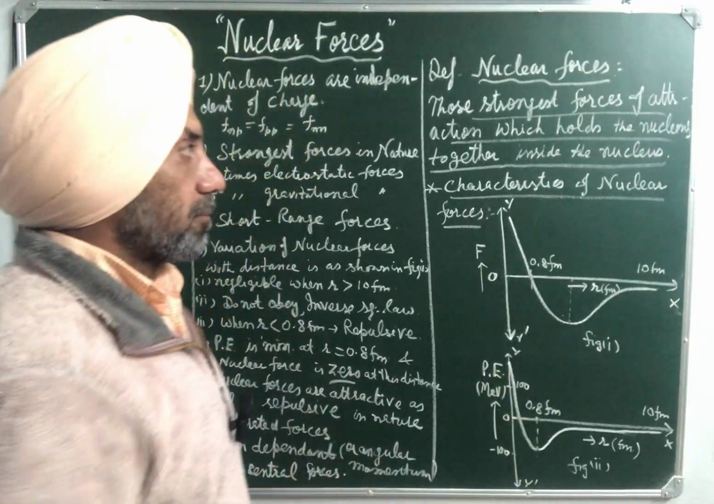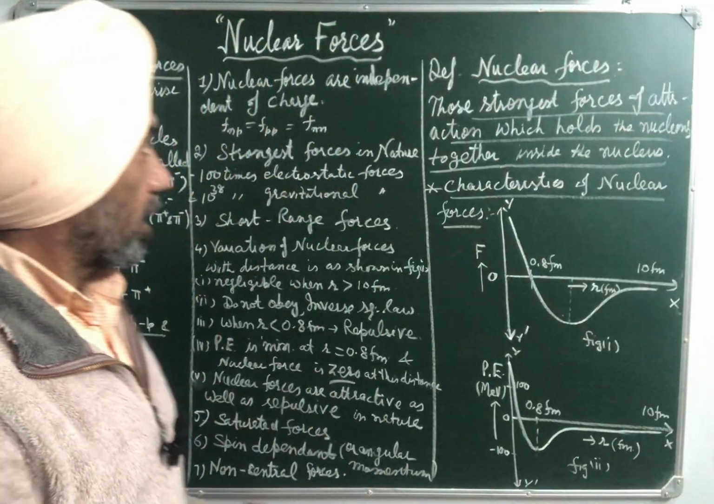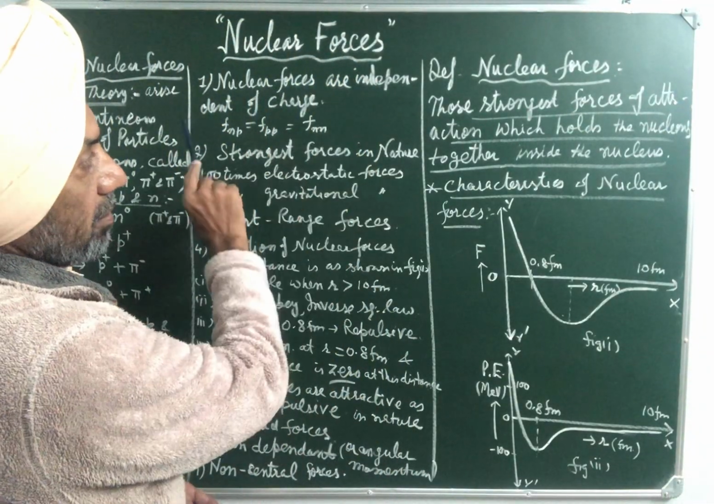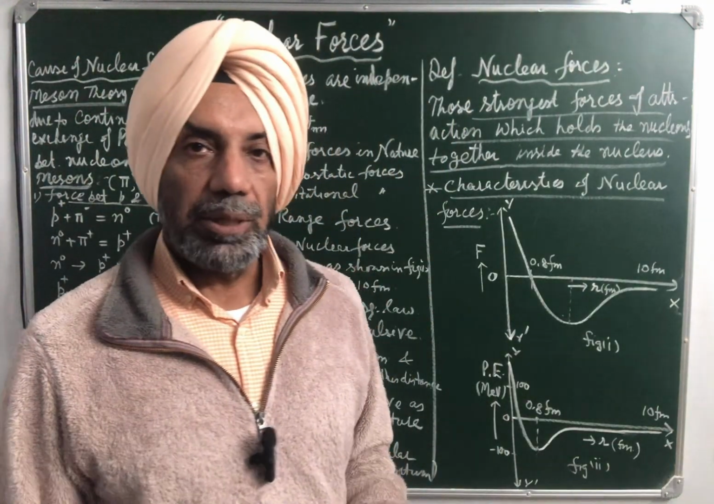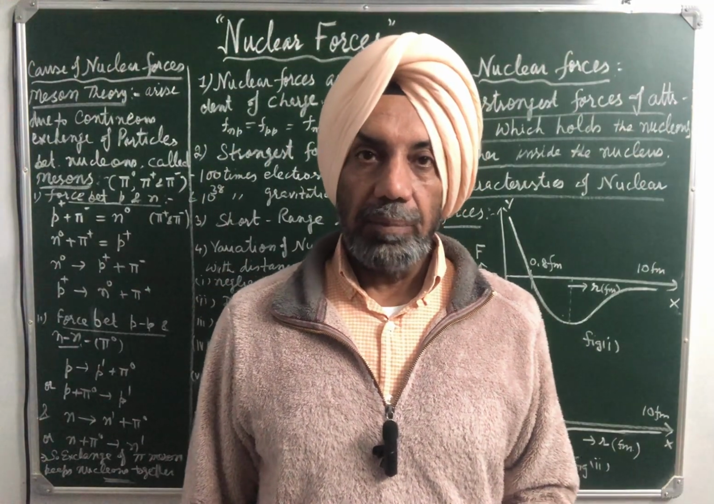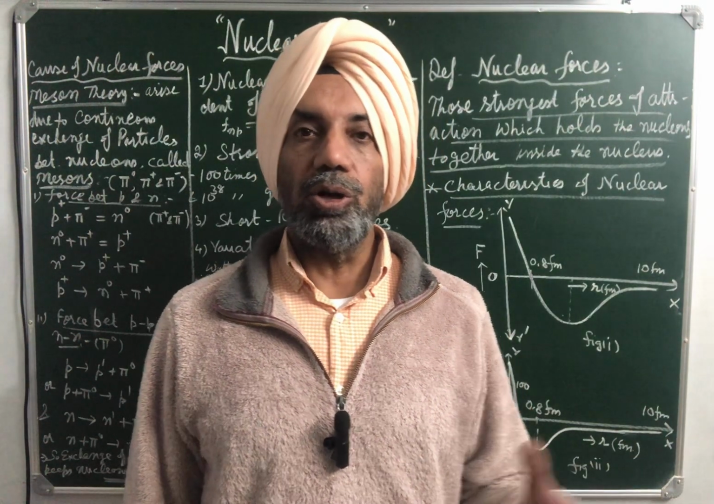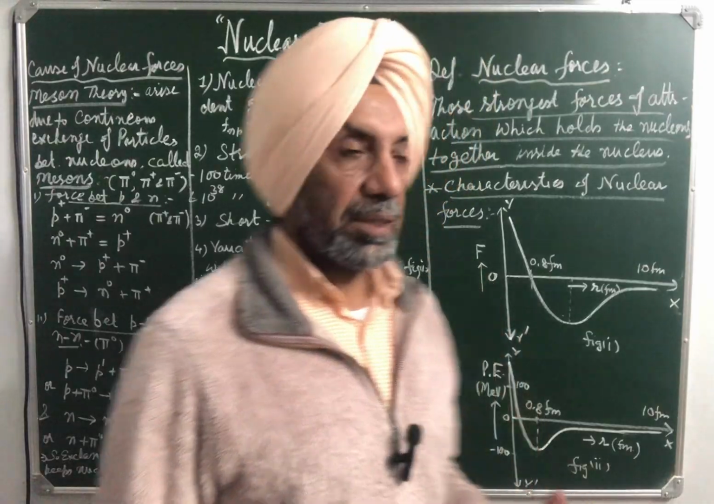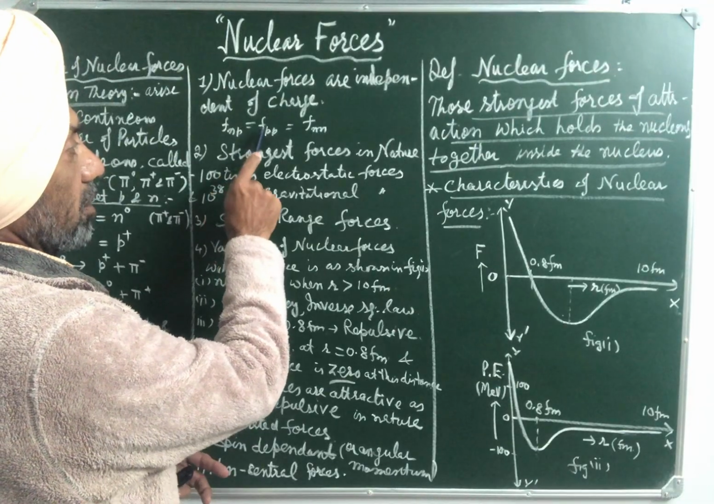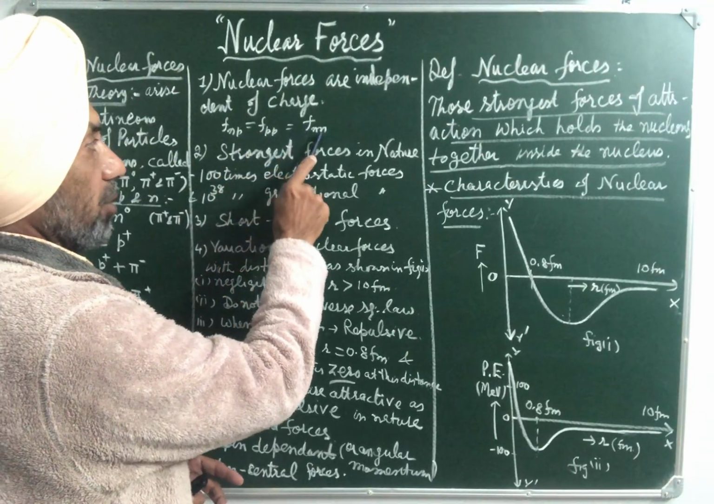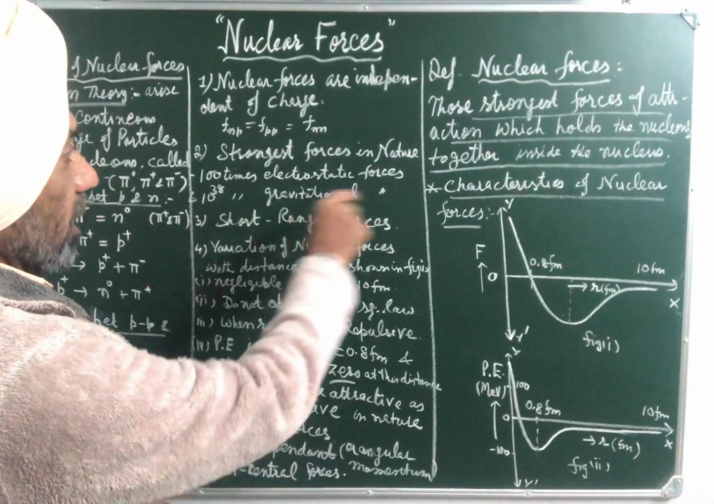So from these graphs, we conclude some characteristics of nuclear forces. Number one, nuclear forces are independent of charge. This means the nuclear force between proton and proton, neutron and proton, or neutron and neutron has the same strength. That is, the force between neutron and proton is equal to the force between proton and proton, which is equal to the force between neutron and neutron. Second, nuclear forces are the strongest forces in nature.